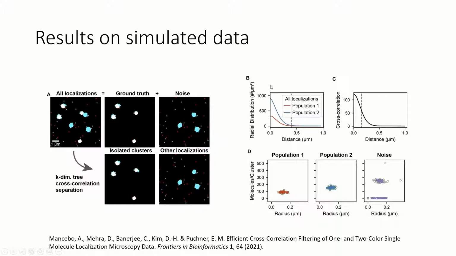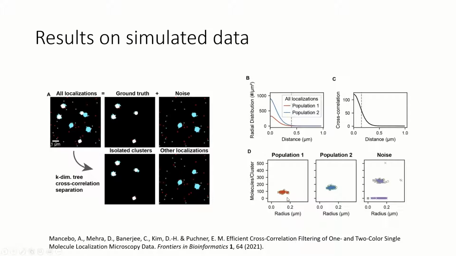Here we show the radial distribution function, which is used to determine the threshold distance for the clustering that we performed before the co-localization. We also show the cross-correlation function that we use to compute the distance for determining non-co-localized and co-localized.